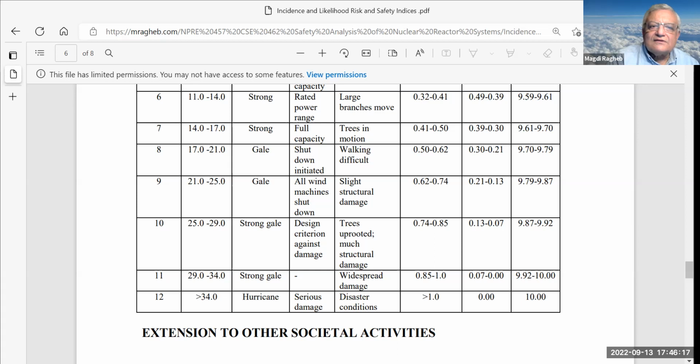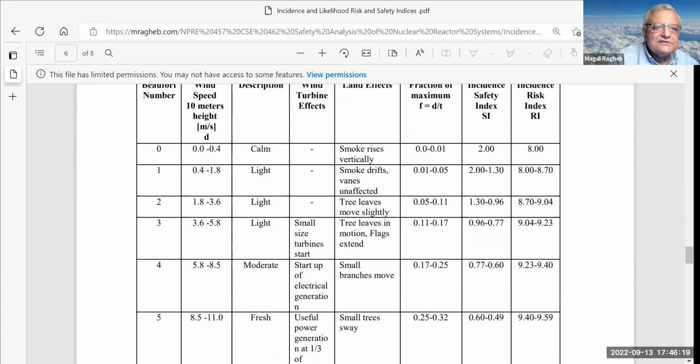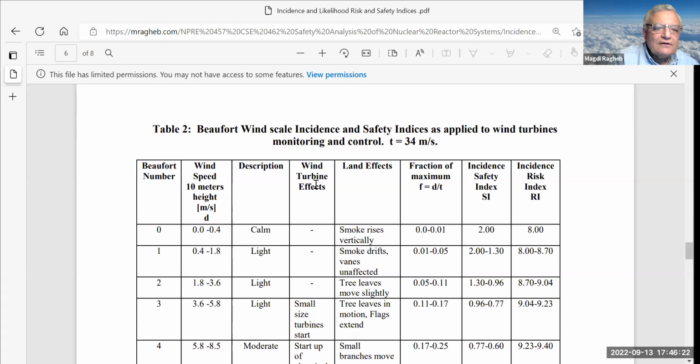And we can translate even these kinds of observations that Admiral Beaufort has put together. You can see a correspondence between the wave shape in the ocean, the wind turbine effects, and the land effects. If you are on land, you'll find that at a wind speed of 0.4, the smoke rises vertically. At light wind speeds, the smoke drifts, vanes unaffected. Tree leaves start moving slightly at 3.6 meters per second.